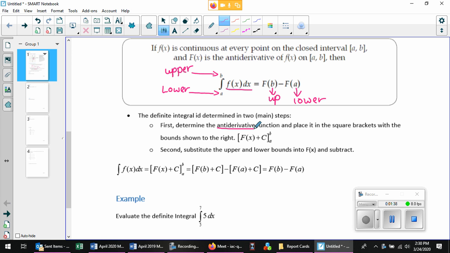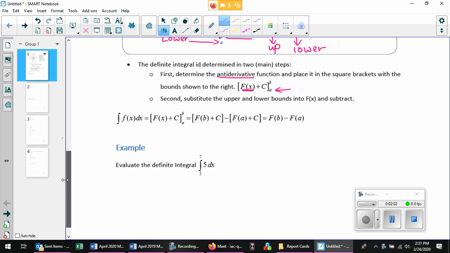You're going to place it in brackets. If it's a capital F, that means antiderivatives, and you're going to have plus C. I'm going to show you why it actually doesn't matter. And then your lower limit and your upper limit. This is really important. You have to know that notation. That notation is critical in making sure you've done it correctly.